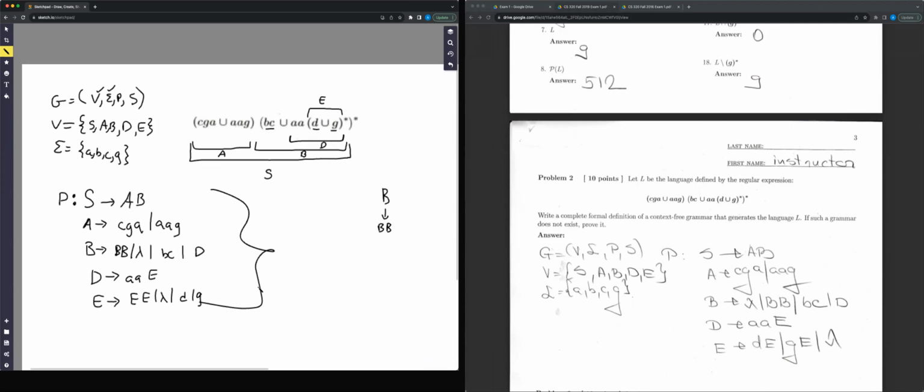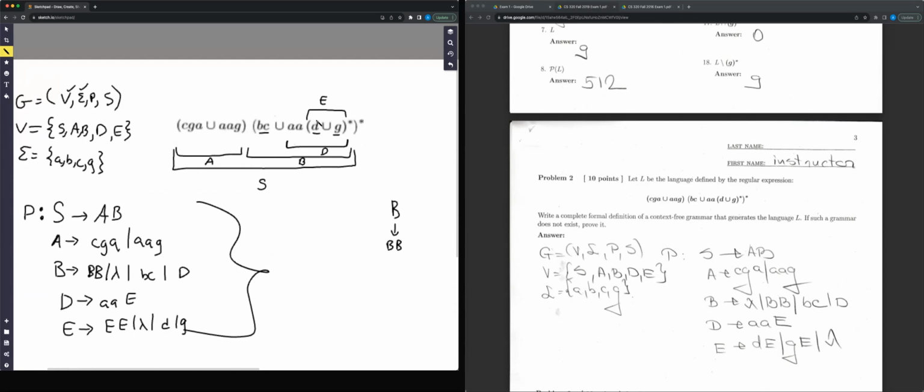Yeah, for D, why is there no union between AA and E? Why would there be a union? Where do you see a union? Oh, yeah, okay, thanks.